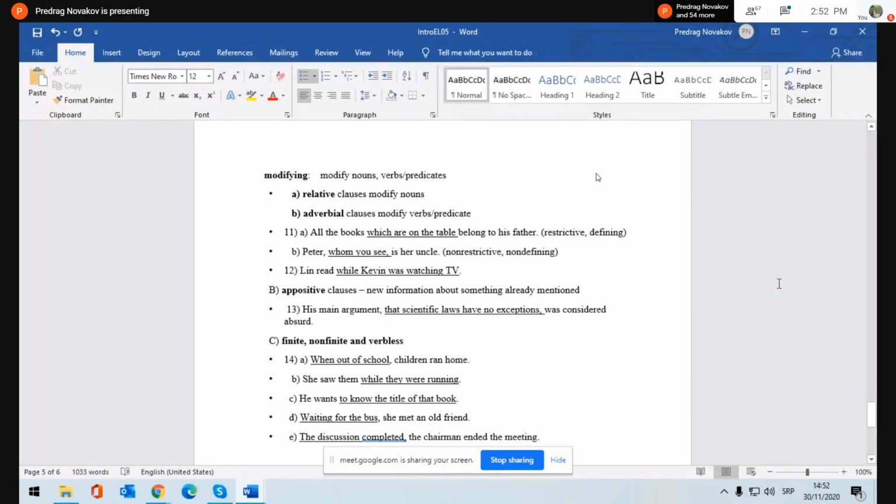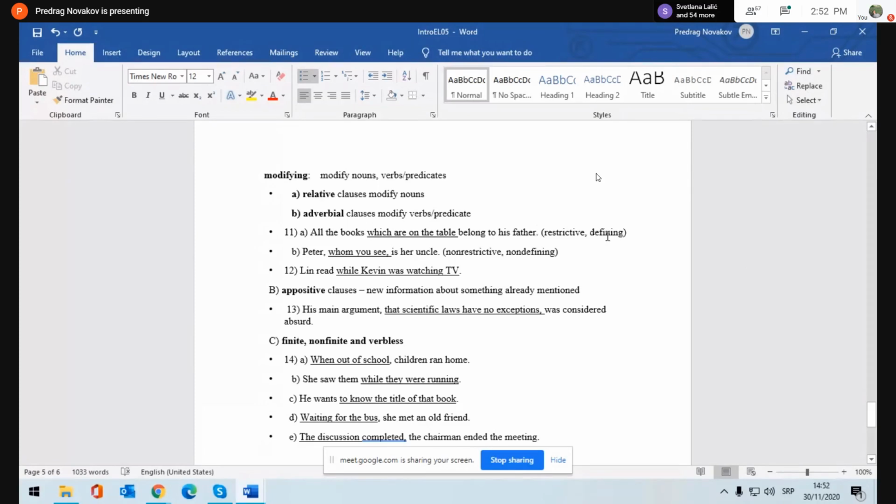The first one is important for the understanding of the whole sentence. We need that information. Yes. And in the second one, we can omit it. It is not a problem. It's something additional. Exactly. Just bear this in mind, okay?